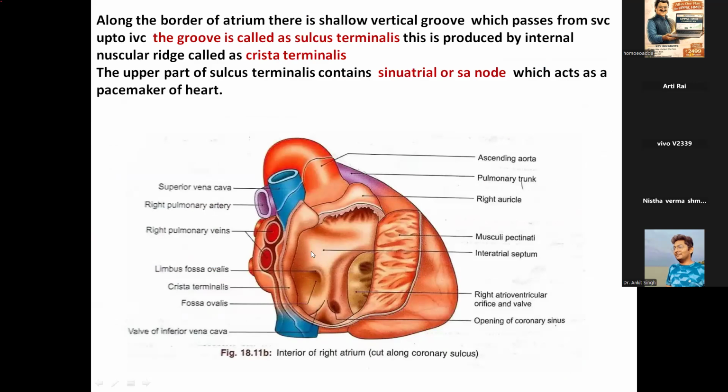Okay, you try to understand this portion, and you see there is one groove in the right atrium from the superior vena cava up to the inferior vena cava. There is one groove, and this groove is called the sulcus terminalis.